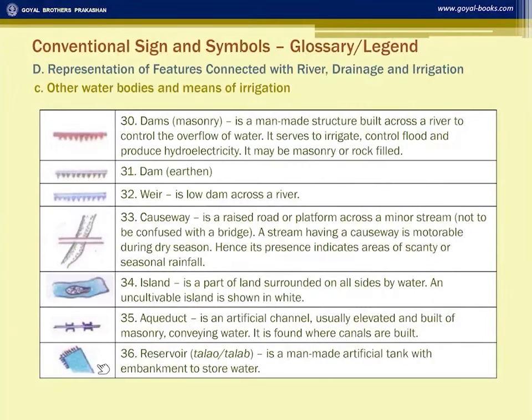Then reservoir. Reservoir, as in the tank we discussed, there is an embankment you can see in the artificial tank in which there is water, and it is a perennial tank, and the embankment is shown on the side. This is to allow the water to stay within the tank and not flow out. So that is why the embankment is formed.